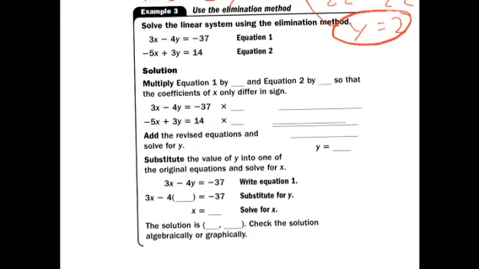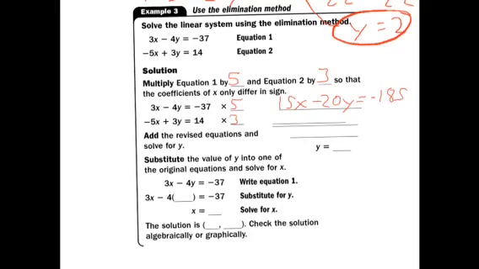Solve the linear system by elimination method. So this is that one I just showed you where you would multiply the top and the bottom. See how they're not opposite of each other, so you have to pick what you want to do here. So I'm going to multiply the top equation by 5 and the bottom equation by 3. And if I do that, and I do it right, I get 15x minus 20y equals negative 185.